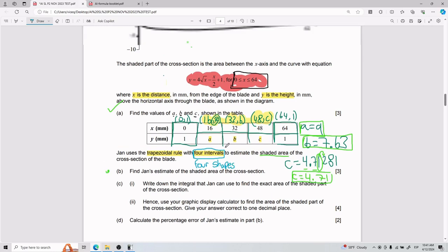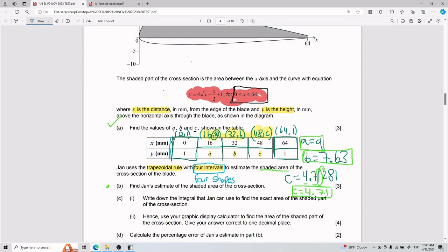Now notice the points you have. You have 0, 1. You have the point 16, 9. The point 32, 7.6. The point 48, 4.7. And the last one would be 64, 1.